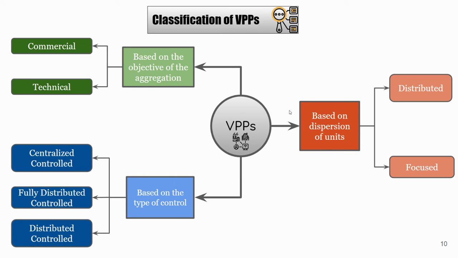So based on the dispersion of units, the virtual power plant can be divided into two categories: distributed and focused. Where the distributed virtual power plants are connected to the external utility grid at different points, the focused virtual power plant will be connected to the grid only through a single point.